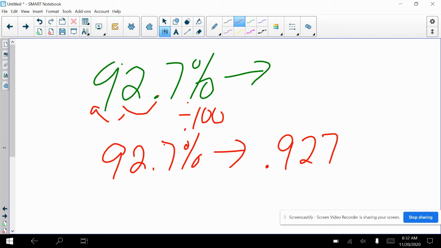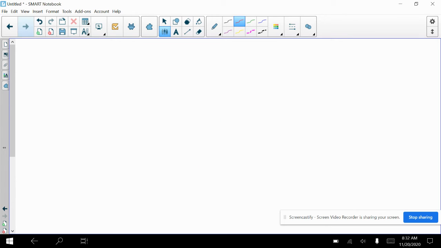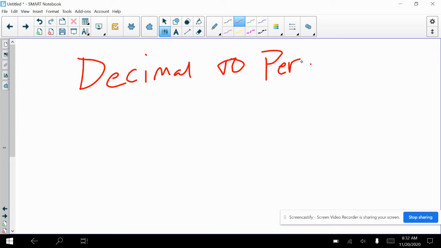All right, everybody good with the percent to a decimal, yes? Okay. Let's go the other route. Let's go a decimal to a percent. We're just going the other way, right?